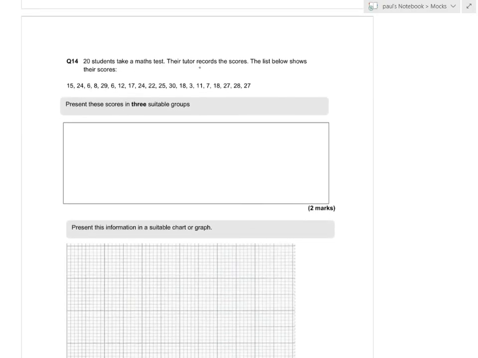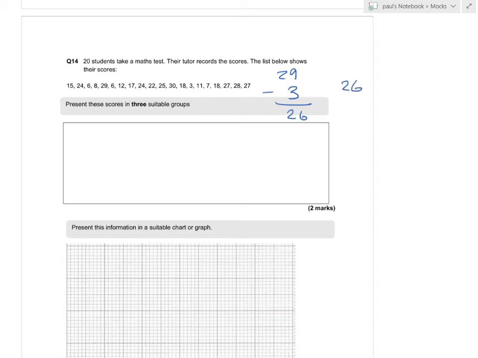20 students take a maths test. Their tutor records the scores. The lists show below their scores. Present these scores in 3 suitable groups. Right, now probably the best way to do this is find the minimum, which is 3, and find the maximum number, which is 29. So take away that, which gives us 26.